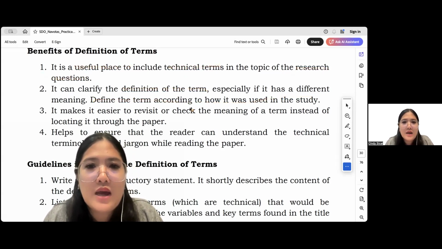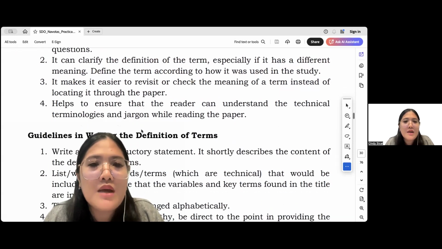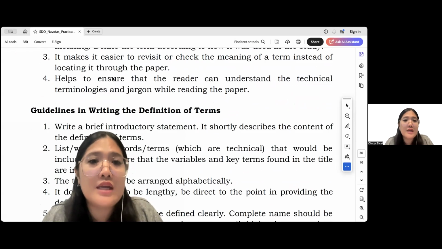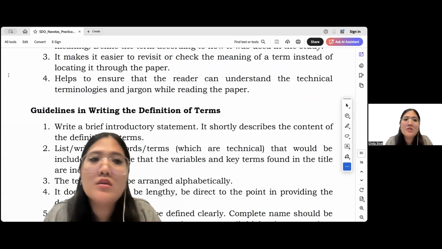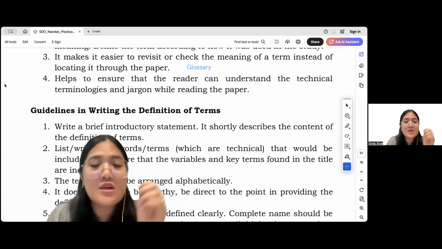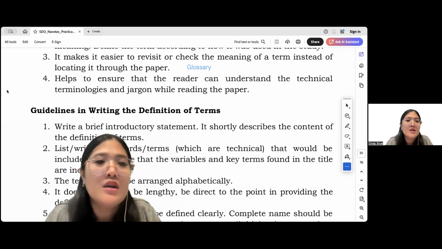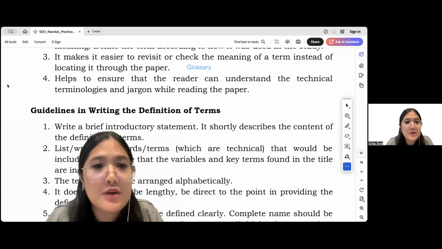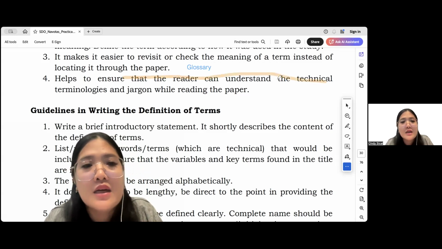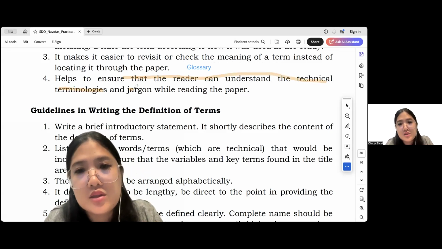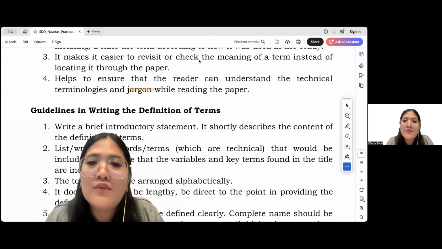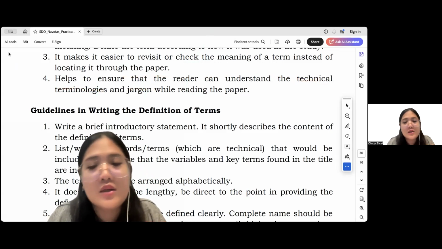Moreover, we have to consider that it makes it easier to revisit or check the meaning of the term instead of locating it through the paper. So we could compare it to a glossary of a book, okay? So if we have a glossary in a book, we also have the definition of terms in a research paper. Moreover, it helps us ensure that the reader can understand the technical terminologies and jargons while reading the paper. Okay? So we have to make sure that we are all on the same page.